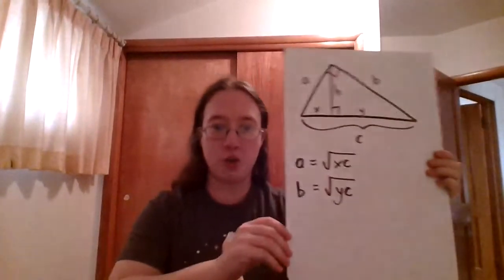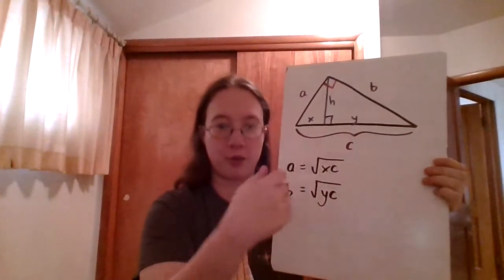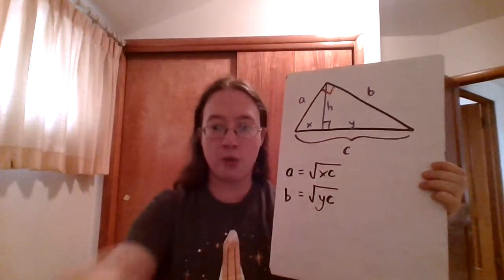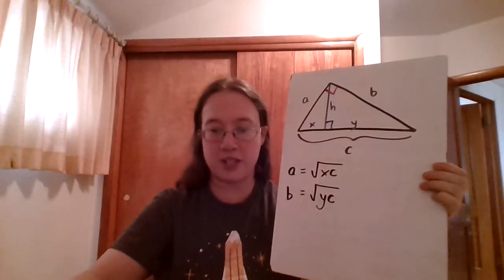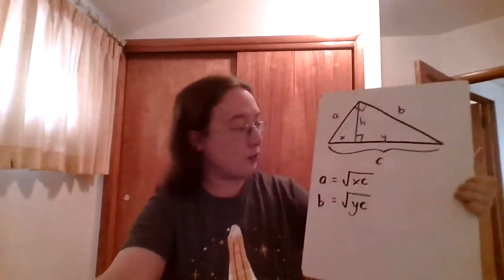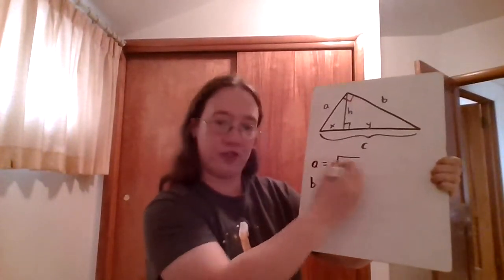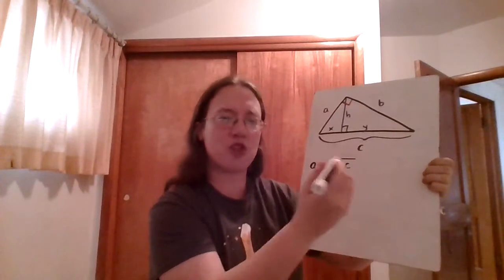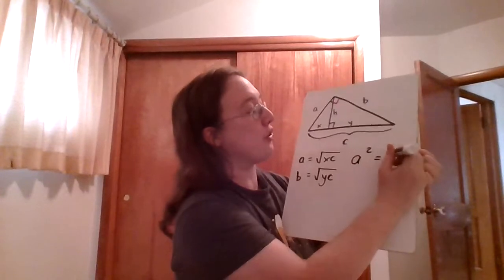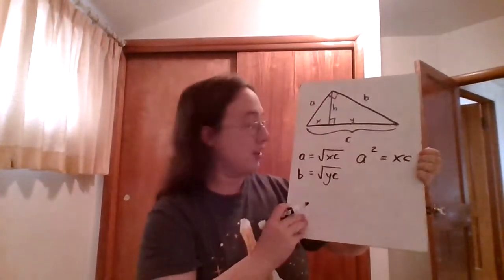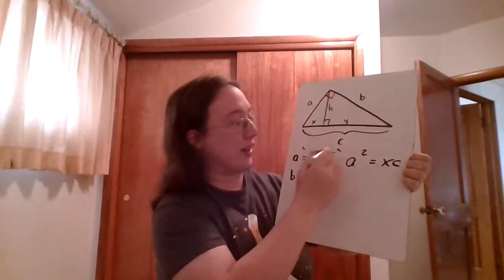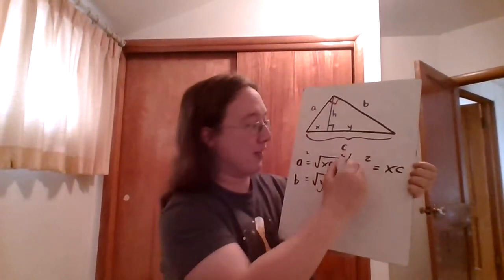and we got to the point where we had some things going on with our square roots and our geometric means. So we're just going to take those and manipulate them a little bit. Instead of writing this first one as a equals the square root of xc, I'm going to square both sides. We're going to call that a squared equals xc. So that squared is just going to cancel out that square root. So we're squaring this, we're squaring that. That square root is gone. So now we've got this.